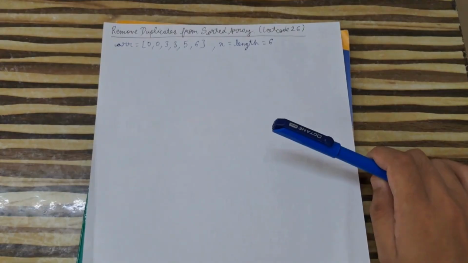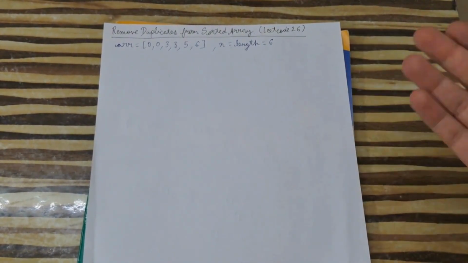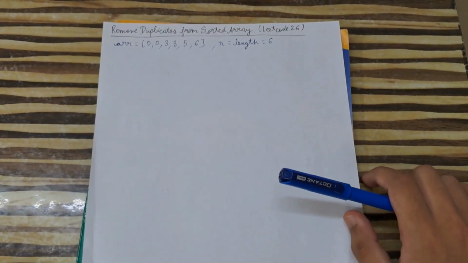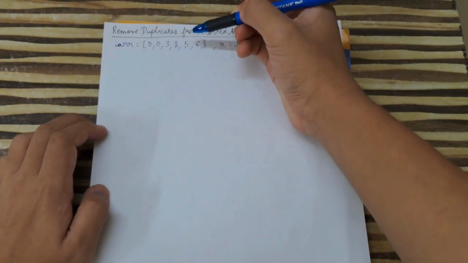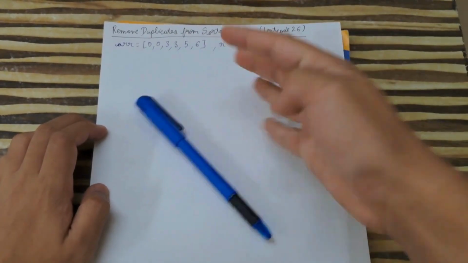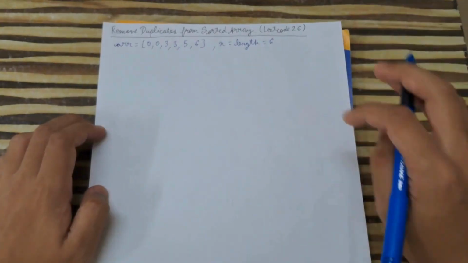So we have to do it in this array only in a particular way that I'll tell in a few minutes. So first of all, the first thing that we have to do is return the count of the number of unique elements. So as you can see in this particular array, 0, 3, 5 and 6. These are the four unique elements. So we have to return 4. That is one thing that we have to return.